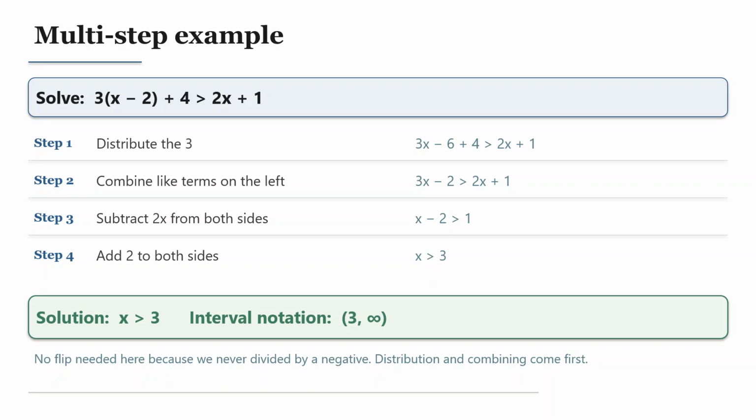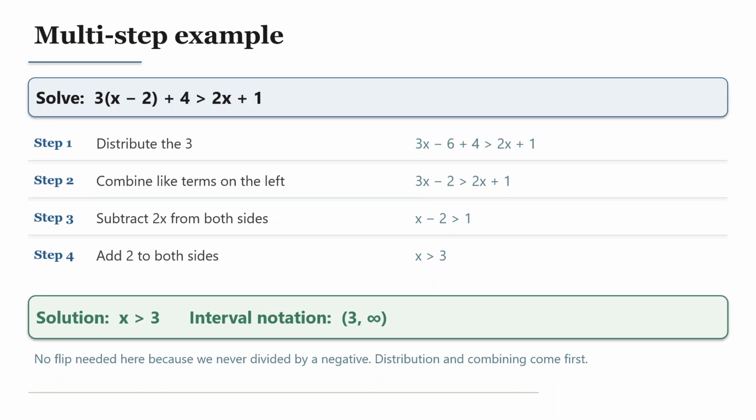Step 2. Combine like terms on the left. Negative 6 plus 4 is negative 2. So we have 3x minus 2 is greater than 2x plus 1. Step 3. Subtract 2x from both sides to collect the x terms. 3x minus 2x is x, so x minus 2 is greater than 1. Step 4. Add 2 to both sides. x is greater than 3. The solution is x is greater than 3. In interval notation, that is the interval from 3 to infinity, open on both sides.